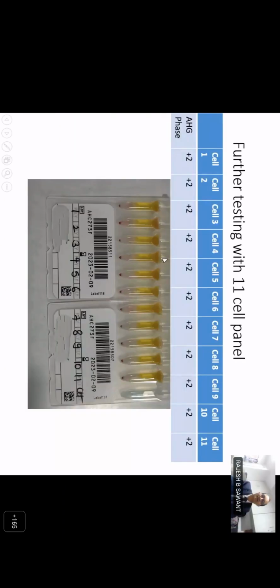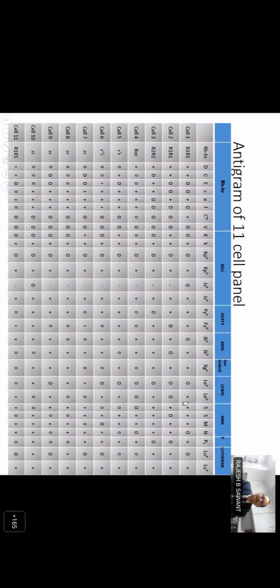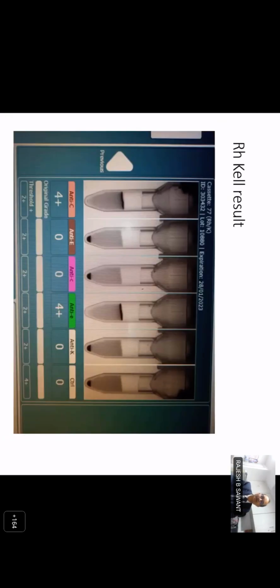Now you go for your 11-cell panel. Again, what is the result here? Pan-reactive. Correct. So pan-reactive and 2+. So with a uniform pan-reactive pattern, what does that signify? In this case, it is more likely to be an autoimmune hemolysis or auto-antibody case, isn't it?